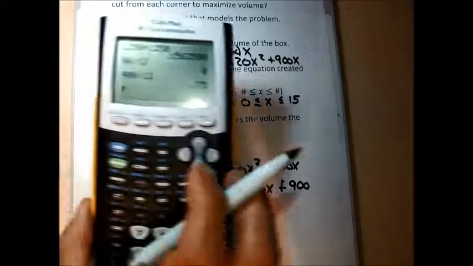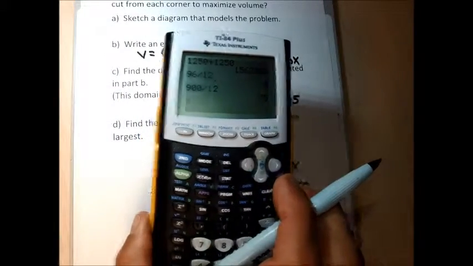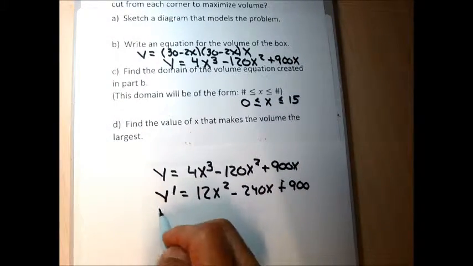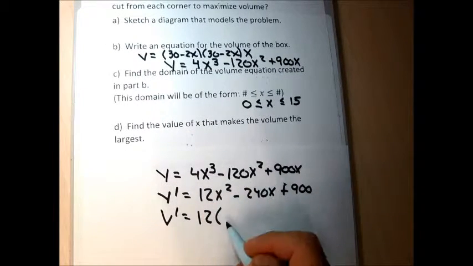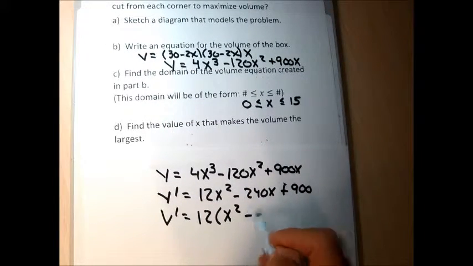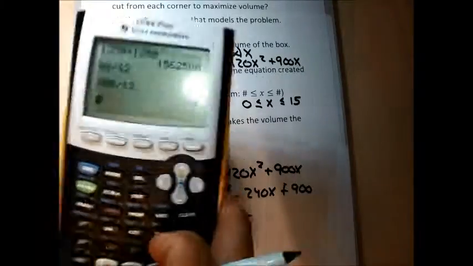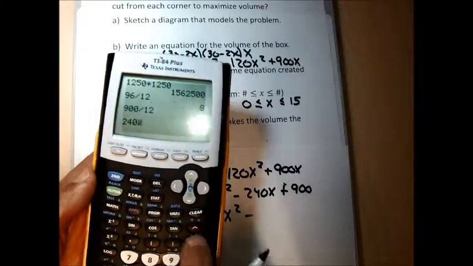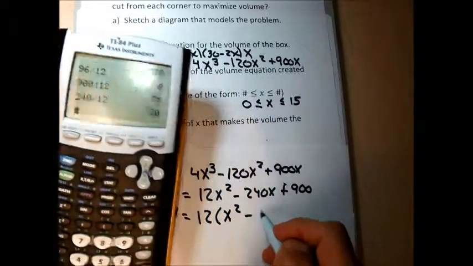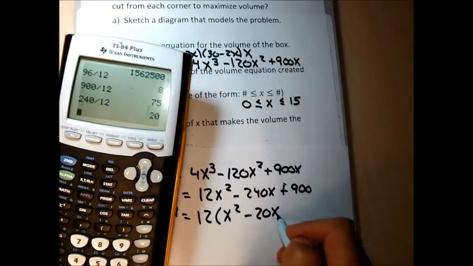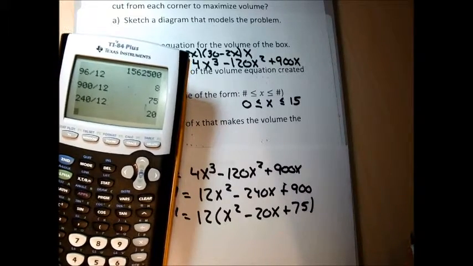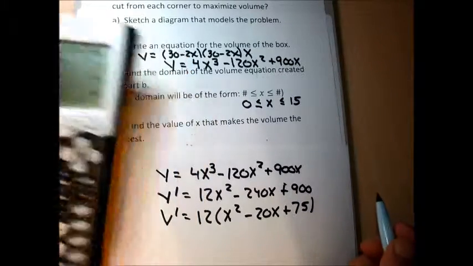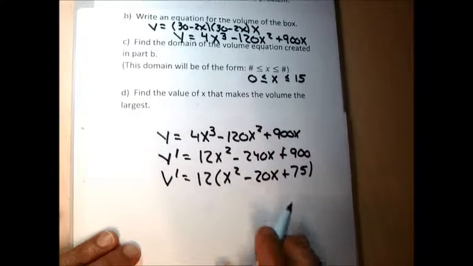Yes, it does. So 900 divided by 12 is 75, so I can factor out a 12. V prime equals 12 times, and when I factor out a 12 there, I'm left with just an x squared. Then 240 divided by 12, when I factor that 12 out, you get 20. So it's x squared minus 20x, and then plus 75.